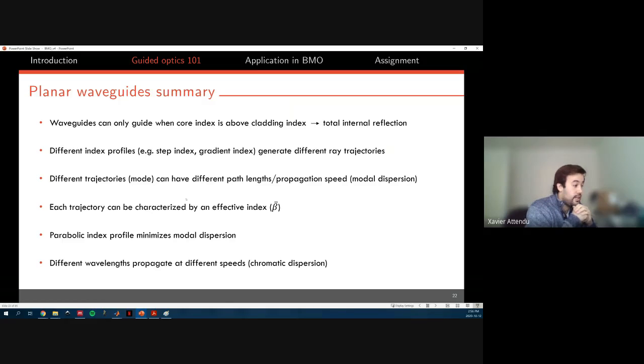And in these waveguides, depending on the type of index profile, you have something called the effective index or the invariant, and that can characterize your ray. So it tells you all the information you need to know about your ray in order to determine its shape and its other properties. The parabolic index profile minimizes modal dispersion. And then you have the other dispersion effect, which is chromatic dispersion. So those are some of the major effects and the fundamental things about guided optics.